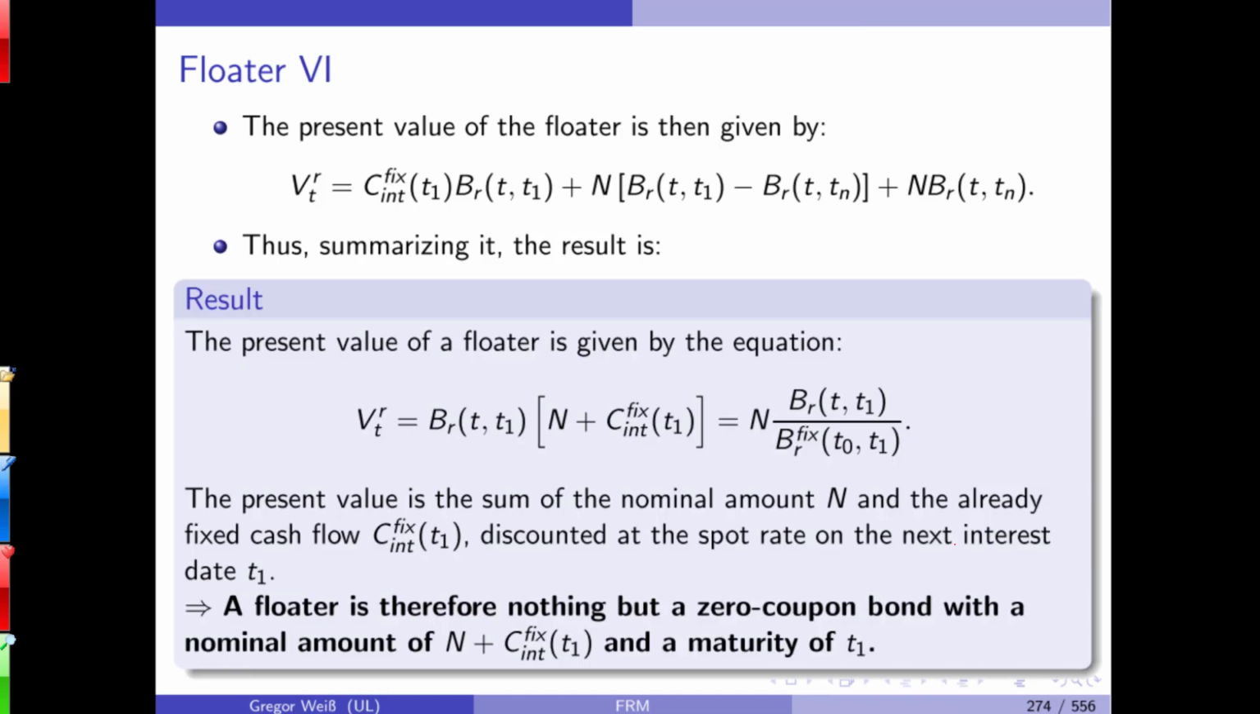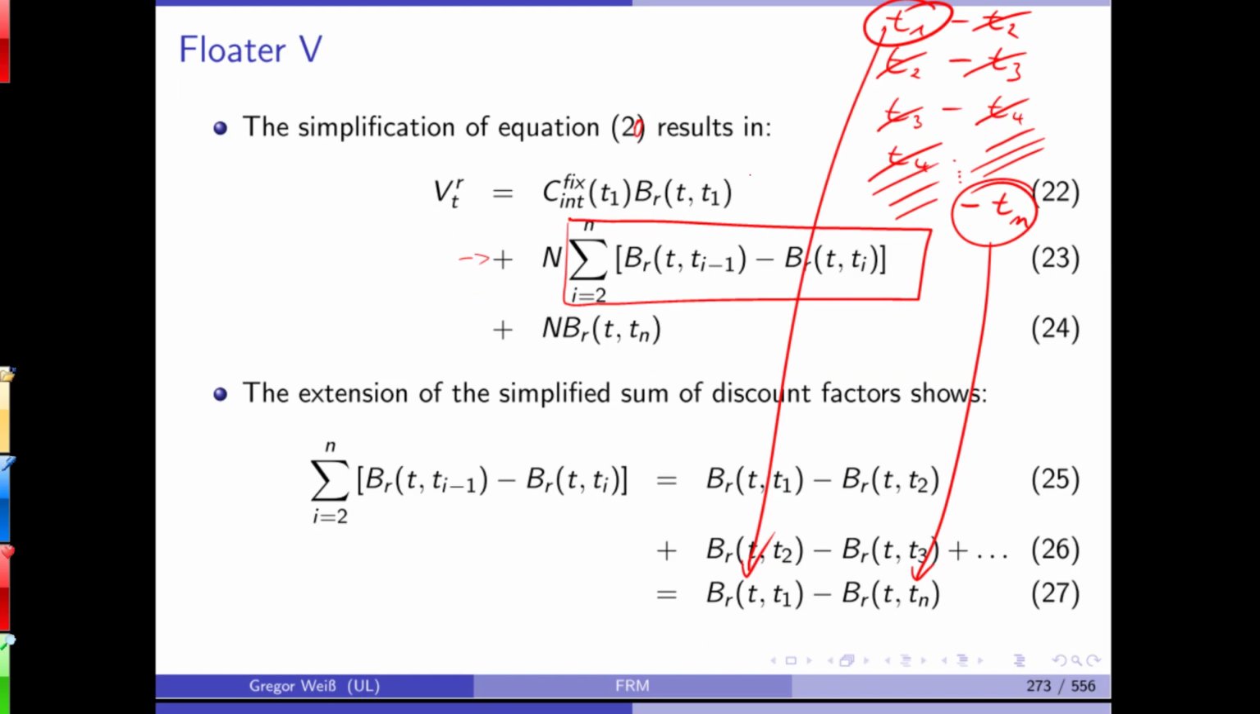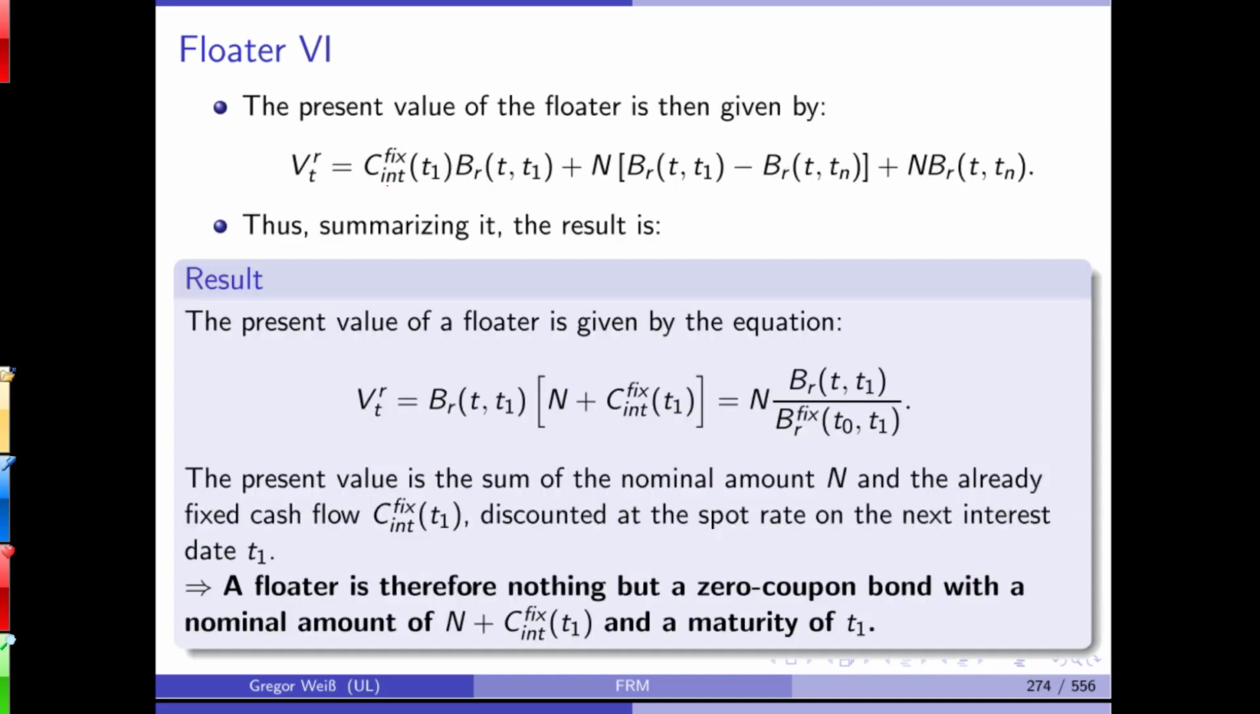Next, the floating rate agreement can be priced by, well, go back here, we know this, and then we'll have N times BRT T1 minus BRT Tn. The sum is gone, and if we now combine it, you will see it's the discounted fixed interest payment plus N times the difference between the swap rates plus notional times the last discount factor.